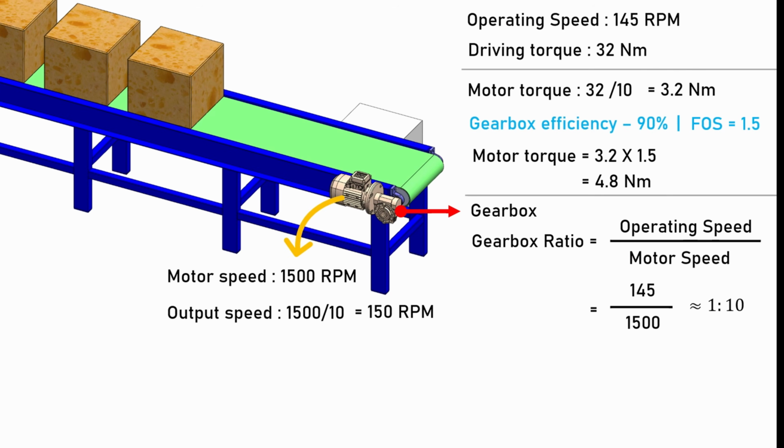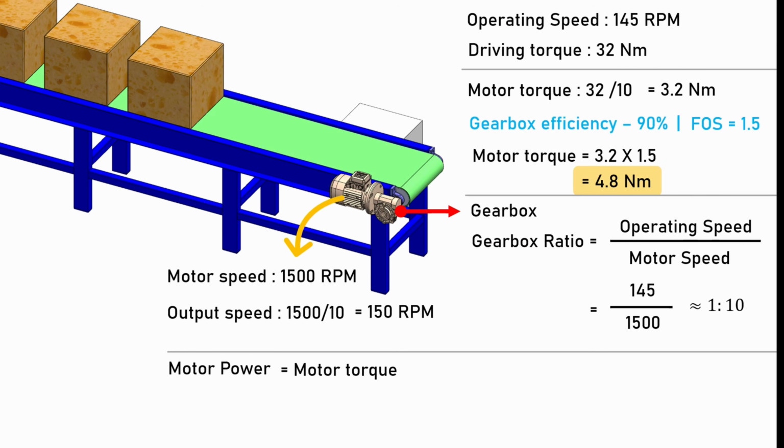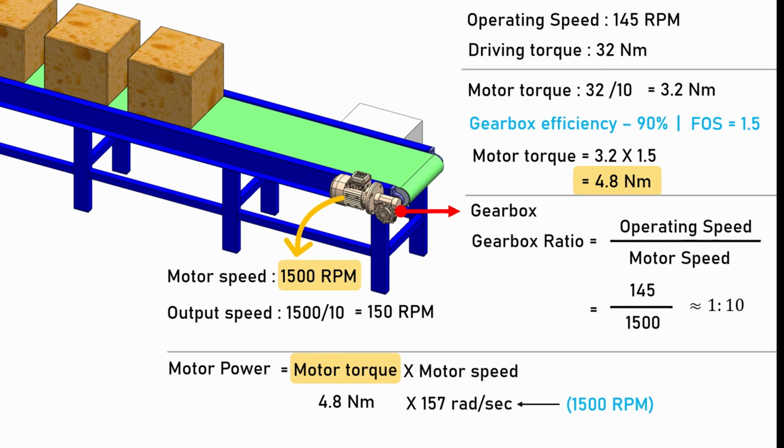And now we can also calculate the motor power. And this is where most engineers make a mistake. They use the motor torque but multiply it by the system operating speed. But if you are using the motor torque, then we must also use the motor speed, which is around 1500 RPM in this case. So the motor power becomes 753 watt or 0.75 kilowatt. And now we finally have all the required parameters: required motor torque, speed, power, and the gear ratio.